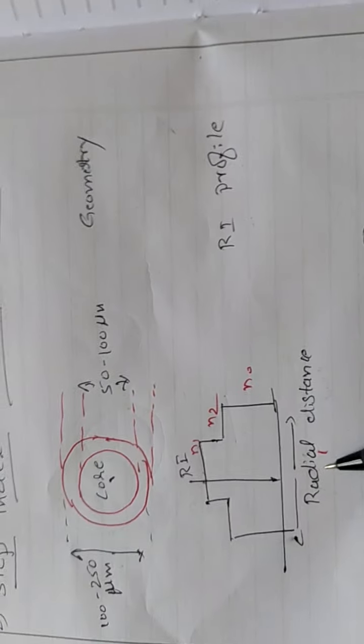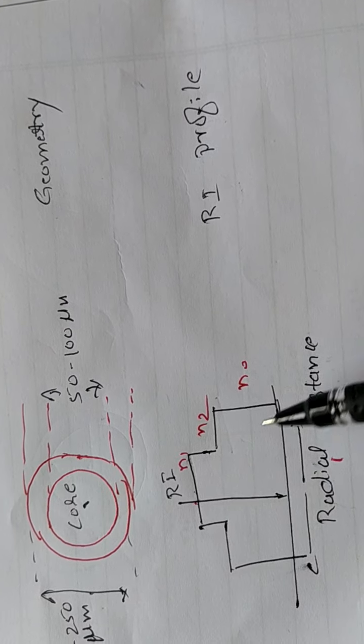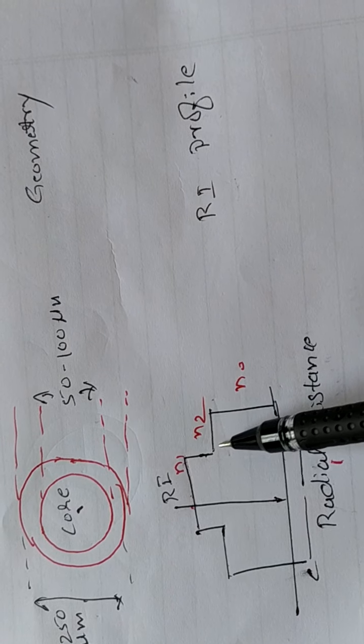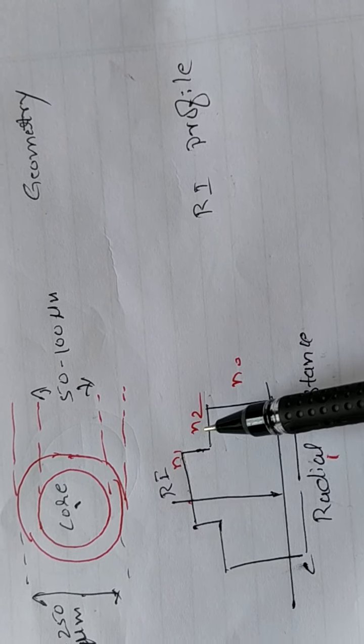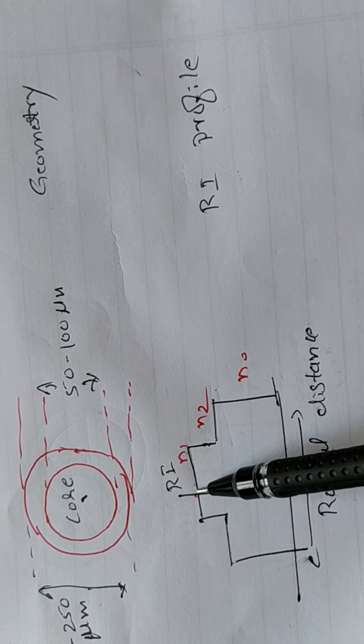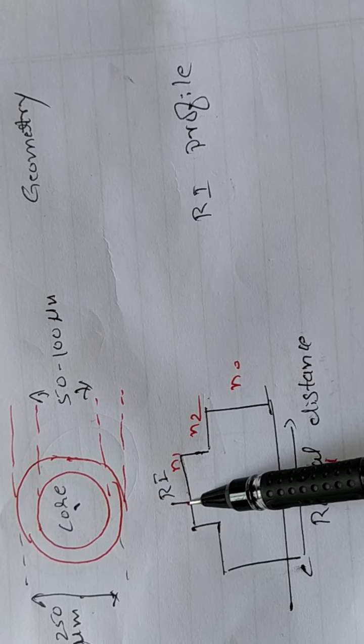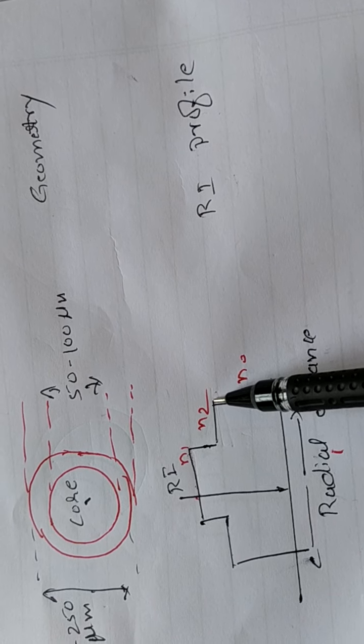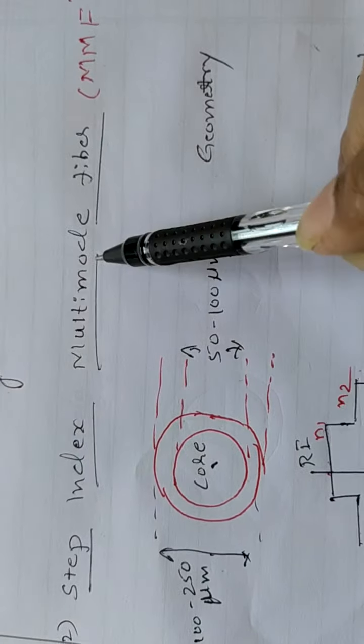So this is the refractive index profile. It is similar to single mode optical fiber. The core has a uniform refractive index, the cladding has a uniform refractive index, n1 is greater than n2. The only thing is that the diameter of the core is larger, so this region is a little larger. It looks like a step. So the refractive index profile looks like a step. That's why it's called step index multimode fiber.